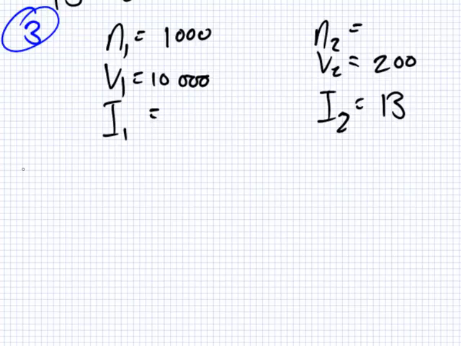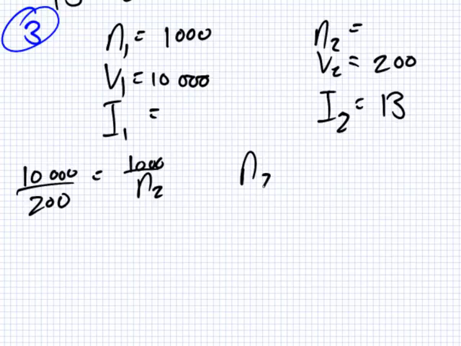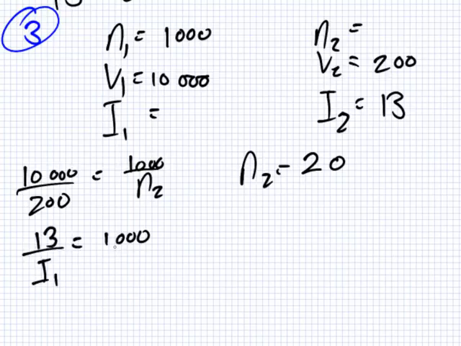So you can say V1 over V2 equals N1 over N2. So that means N2 equals 20. Then you can say I2 over I1 equals N1 over N2.